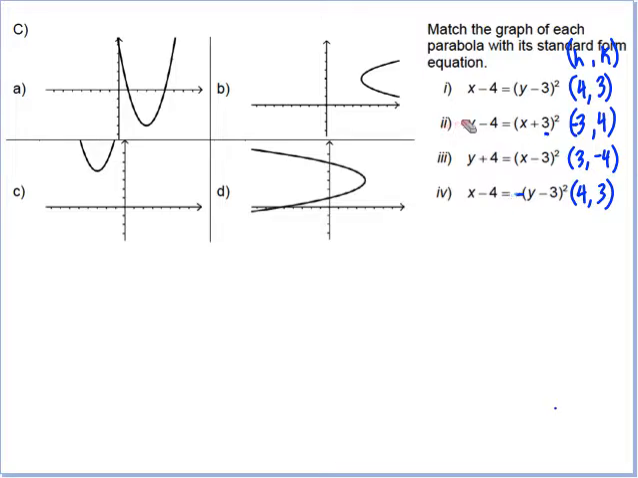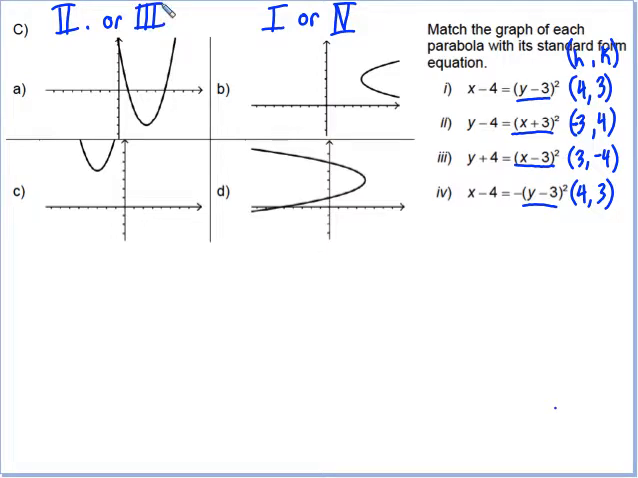Let me erase some of this stuff. When Y is squared, your graph is opening to the left or to the right, and so graph B and graph D will be formulas 1 or 4. And then when X is the squared term, you're opening up or down. So graph A and graph C is going to be formula 2 or 3.